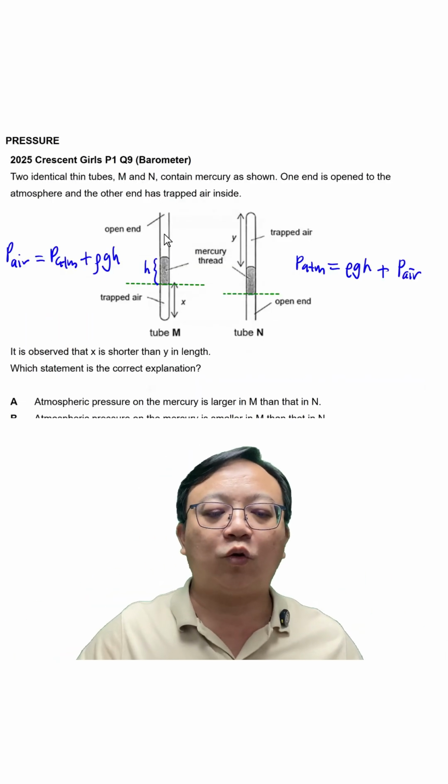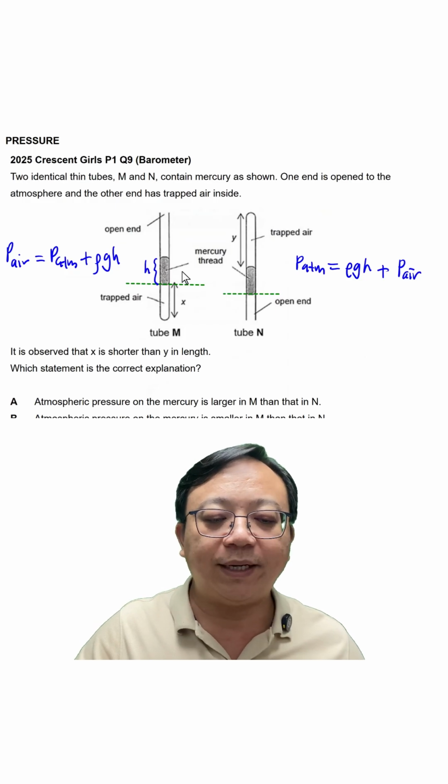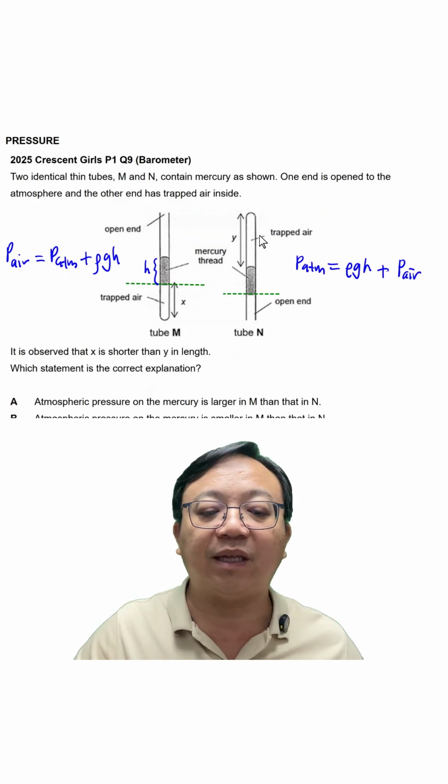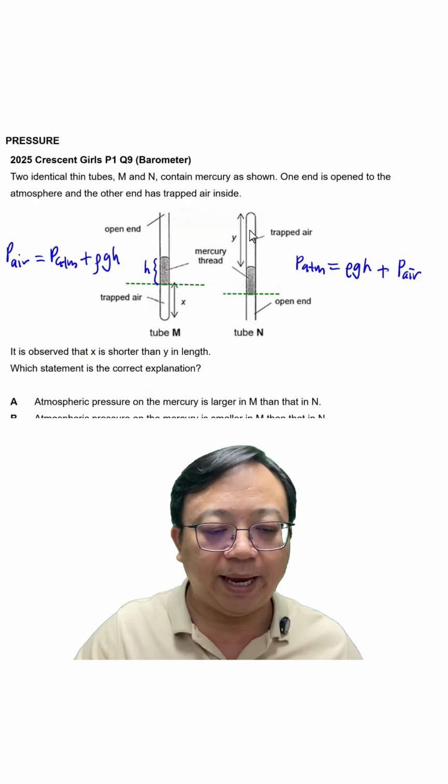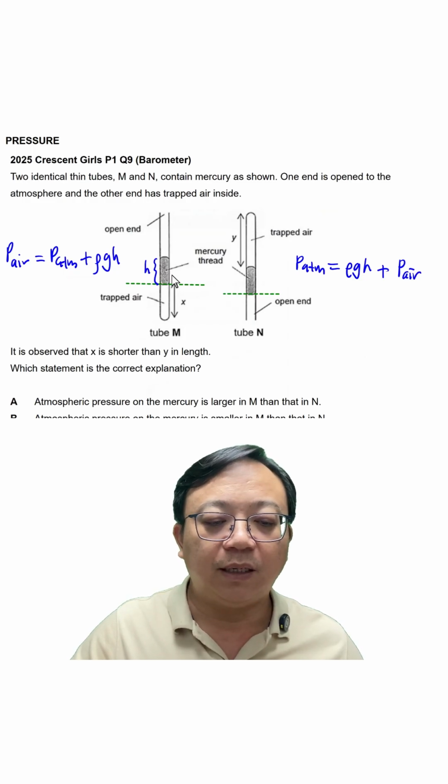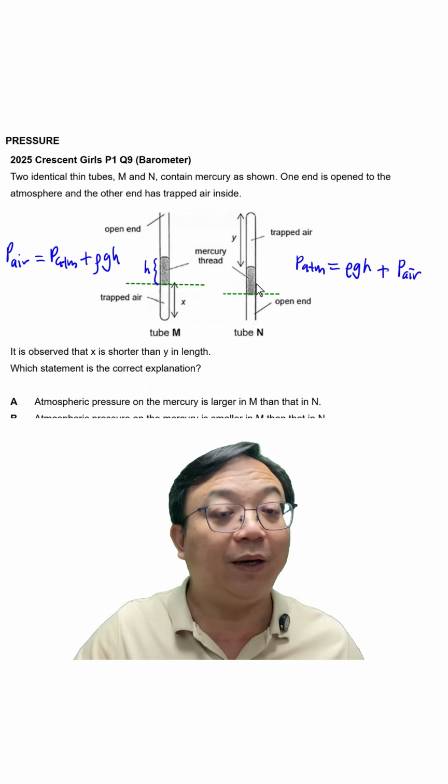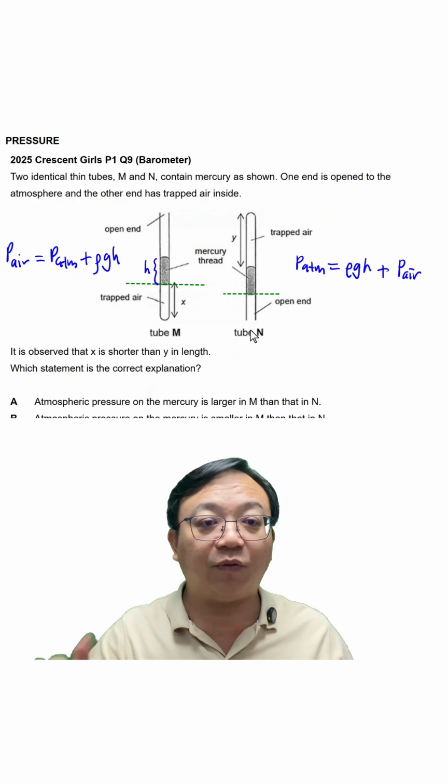Let's move on to the next question from Crescent Girl. This question is talking about two barometers. This is the inverted barometer. This one has trapped air. This one, the air is here. This one has mercury on top. This one has mercury below. You know, why does the mercury never fall down? Have you ever thought of it?